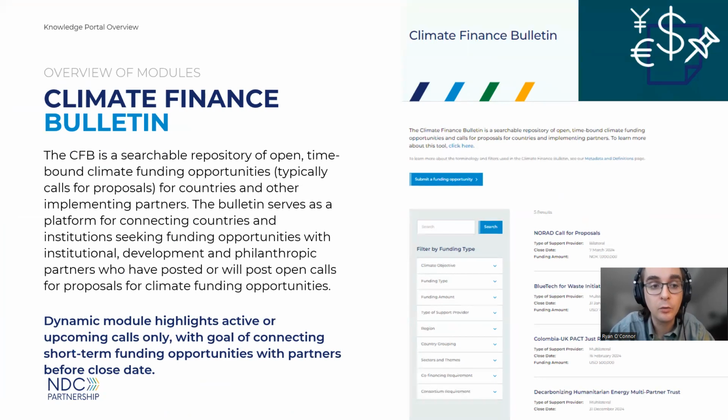So the Climate Finance Bulletin, or CFB, is a searchable repository of open, time-bound climate funding opportunities. These are typically calls for proposals, and they're for countries or other implementing partners. It serves as a platform for connecting countries and institutions seeking funding opportunities with institutional, development, and philanthropic partners who have posted or will post open calls for proposals for climate funding opportunities. This is a dynamic module which highlights only active or upcoming calls with the goal of connecting short-term funding opportunities with partners before the call closes.